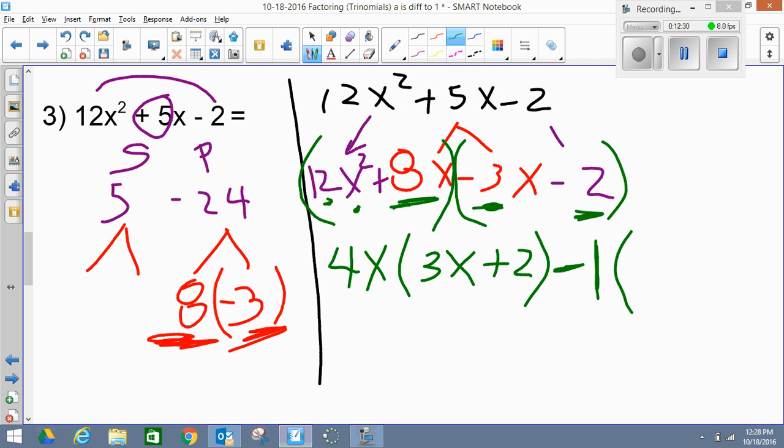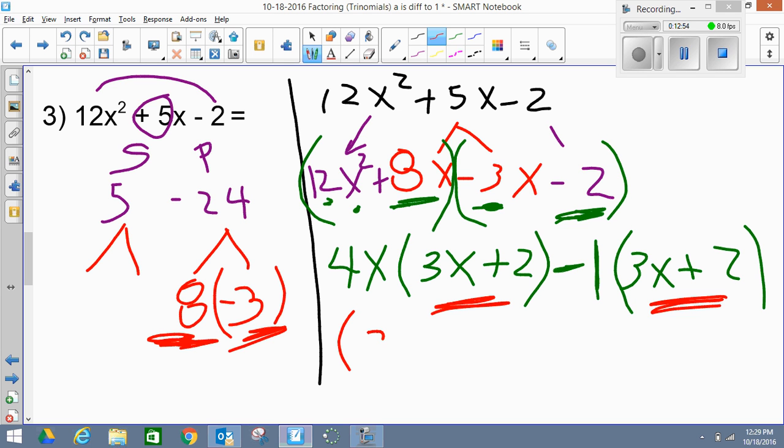Open parenthesis. Basically, this negative 1 that I just put right here is going to change the signs on the whole parenthesis. So I'm going to have negative 3x divided by negative 1 turns into positive 3x. Negative 2 divided by negative 1 turns into positive 2. How do I know if I'm doing it right? Look at the parentheses. They're the same.